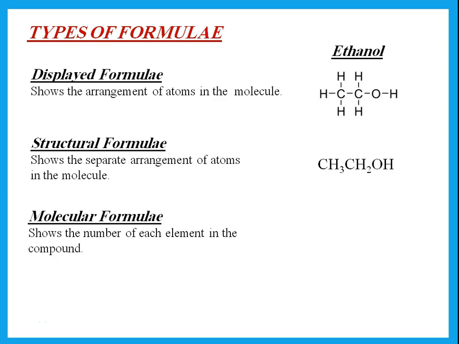Now, the molecular formula, this is what we already know. The molecular formula is the one that shows the actual number of each element in the compound. So I have 2 carbons, 6 hydrogens, 1 oxygen. So my molecular formula is C2H6O. Do we understand the different types of formula?